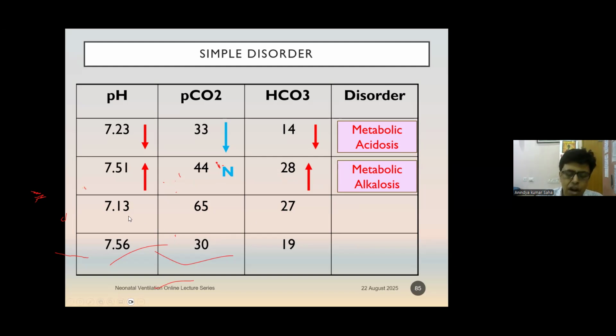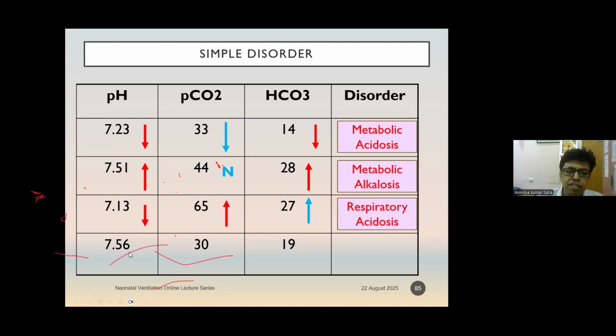Again, in this third example, pH is low, but here bicarbonate is not to be seen first. Here PCO2 has to be seen earlier because it is too high. So it is in the respiratory acidotic range. The primary disorder is PCO2 high, so it is primarily respiratory acidosis, whereas bicarbonate is higher. The direction is the same, so it is simple respiratory acidosis.